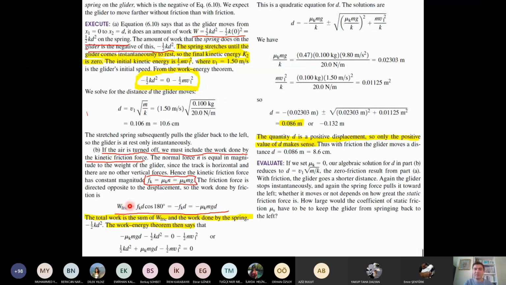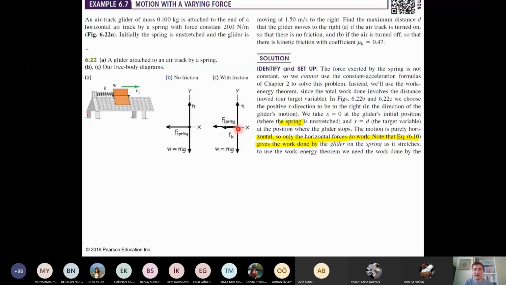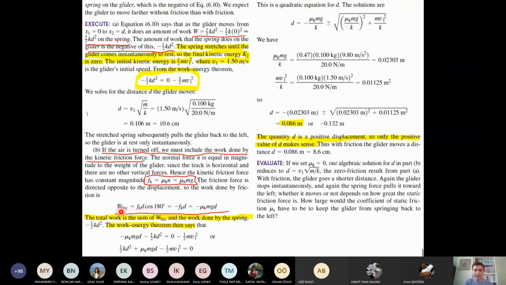The angle between the displacement and the kinetic friction force is 180 degrees, because this is the direction of the displacement, this is the direction of the kinetic friction, and the angle is 180 degrees. They are opposite to each other. For this reason, the work done by the kinetic friction is negative fk d. Instead of fk, just use mu k m g. Then here we have kinetic friction.